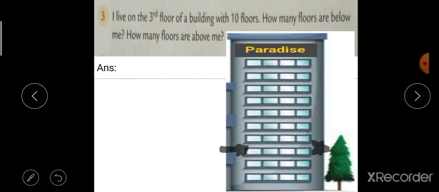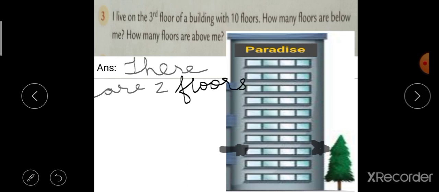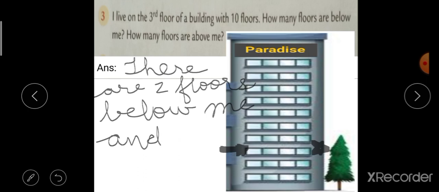Below me, how many floors? How many floors are below me? Now you see 1, 2. So I am going to write there are 2 floors below me. Okay, now I have to write in full sentence. There are 2 floors below me, and how many floors above me?